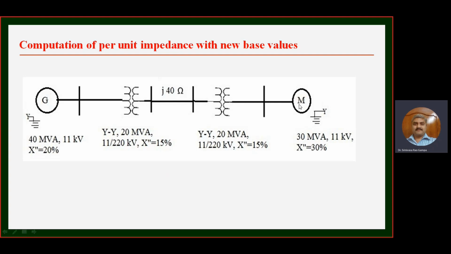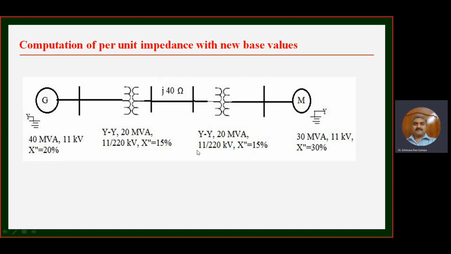Here the generator is 40 MVA, 11 kV and it is 20%. This 20% is derived based on these two values. Like this, the Y-Y transformer, 20 MVA, is a step-up transformer, 11 by 220 kV, 15%. It is derived based on these values. So for each and every equipment, the per unit values will have their own base values.